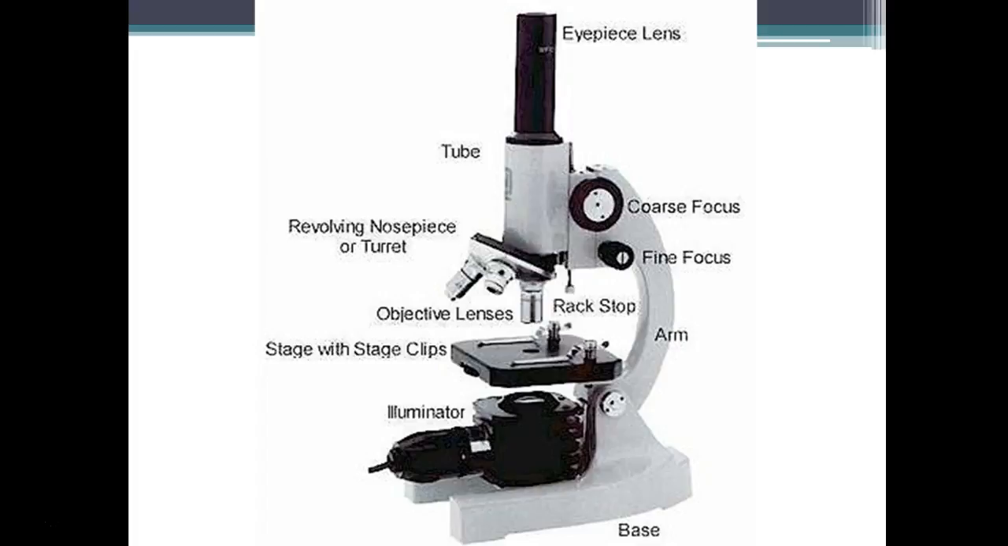All right, so here's a basic microscope. This is what's called a compound light microscope. It uses light to help us to see the image, as opposed to something like an electron microscope that uses electrons. And the microscopes that we will be using in class look very similar to this.